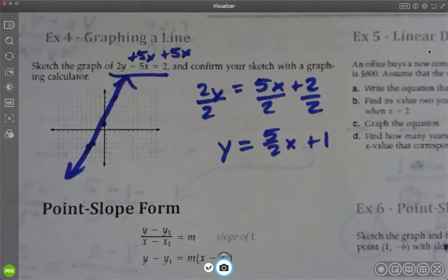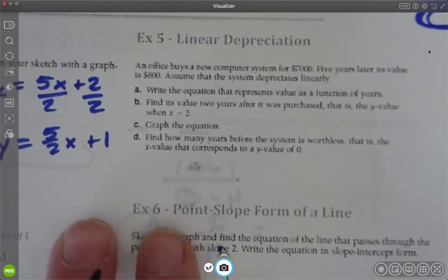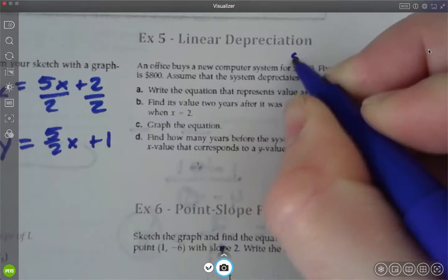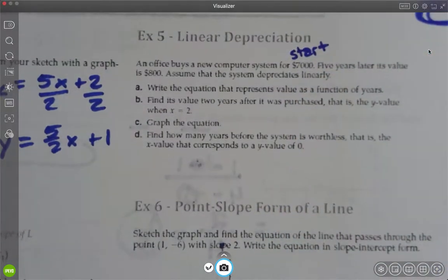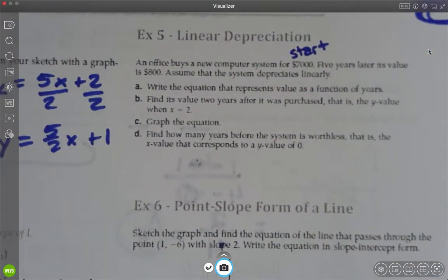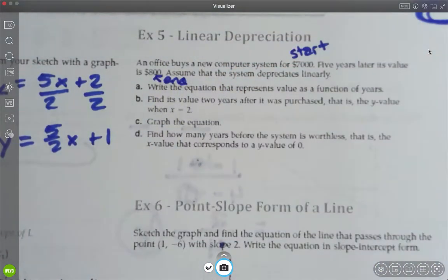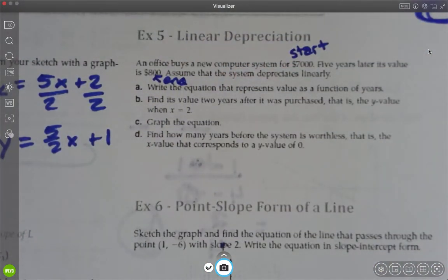All right, example 5. Linear depreciation. An office buys a new computer system for $7,000. This is my start. Five years later, its value is $800. That's the end. Assume that the system depreciates linearly.